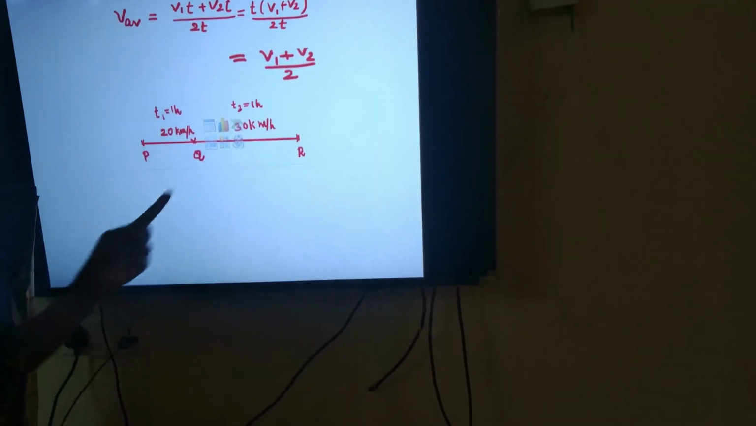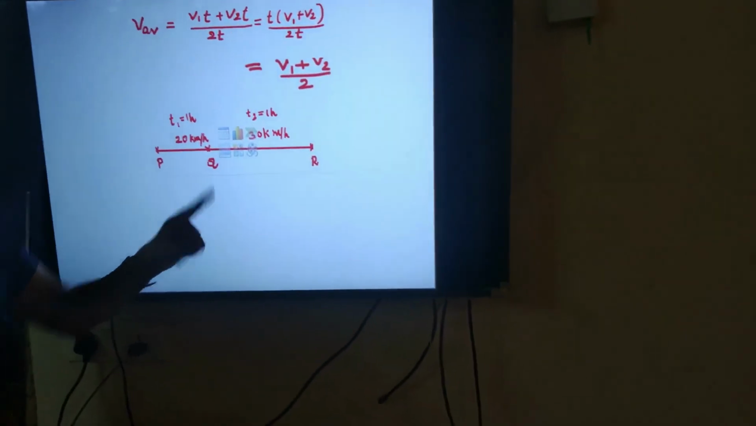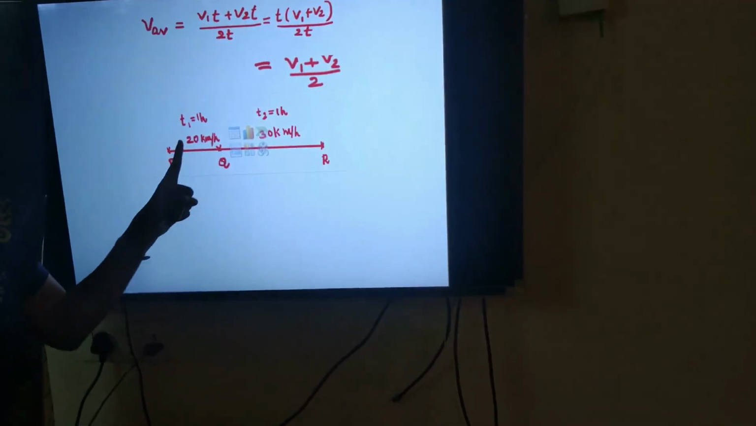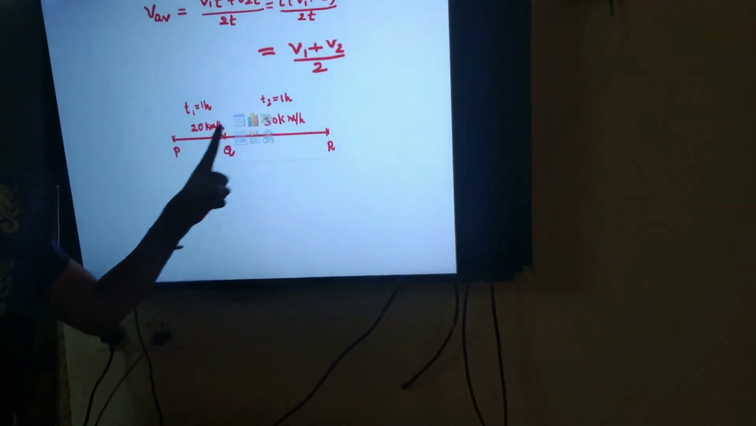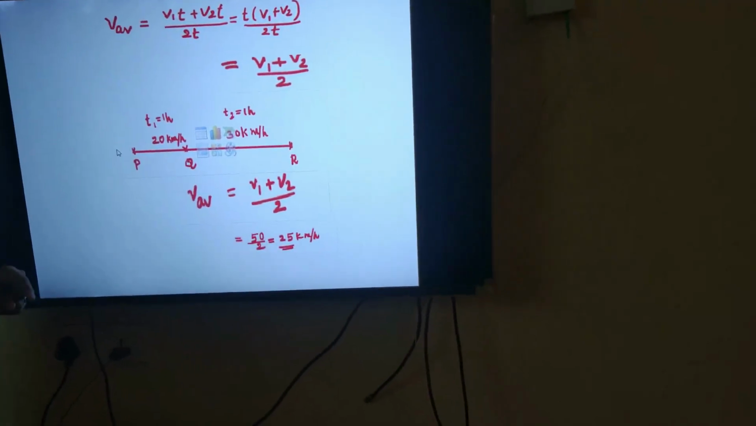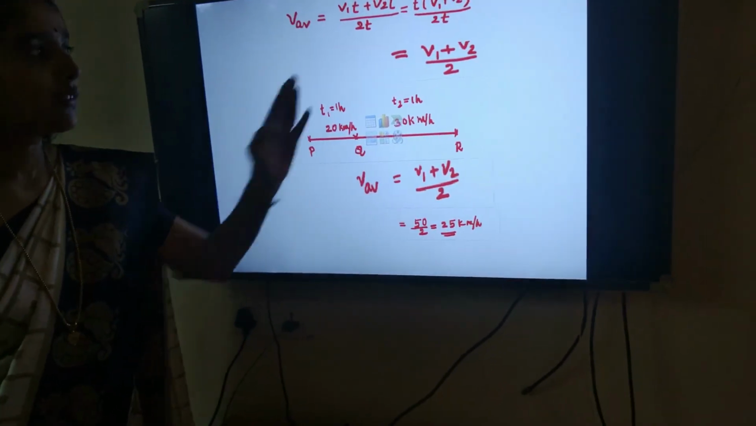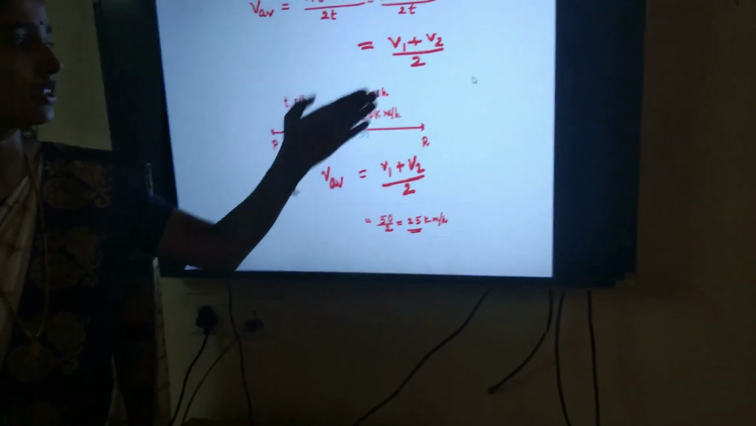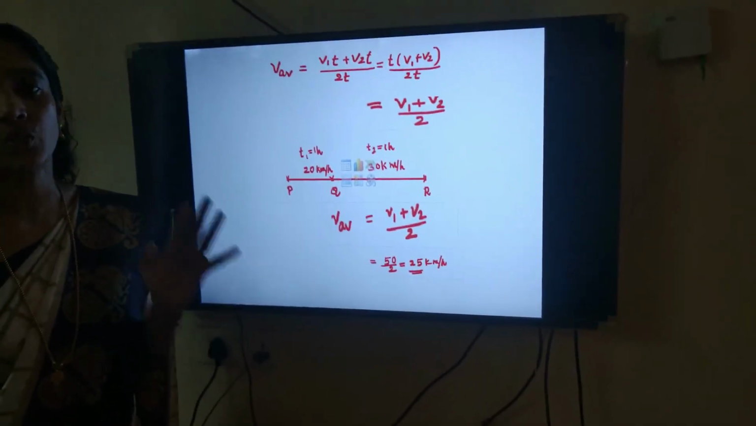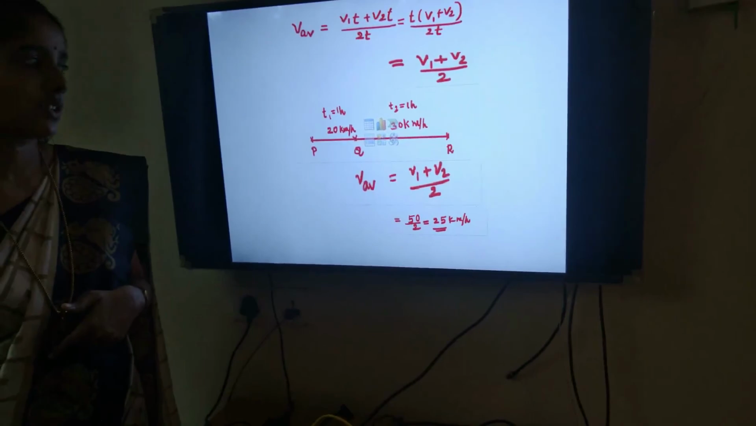What is the average speed of the entire journey? Remember the general equation, but if you are applying the shortcut, think first. Here times are equal. So what is the equation for average speed? (v1 plus v2) by 2. That means (20 plus 30) by 2, 50 by 2. The answer is 25 km per hour. I think you understand the special cases. Before you simply memorize the equations for each case, try to understand how the equations are coming, then apply them. Then you will not make mistakes in the numericals. That's all about speed. In the next video we will meet with another topic, that's acceleration. Thank you.